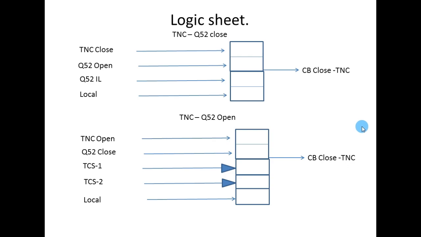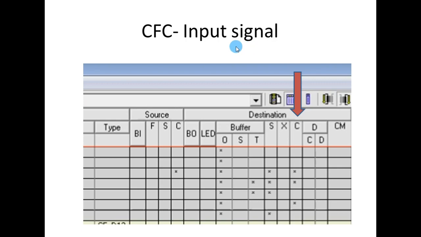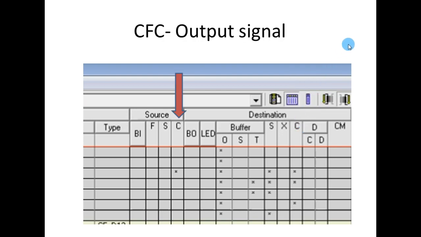Before going to the CFC chart, first we have to check that the inputs you require for the CFC chart should be configured over here. Near the buffer we have a C over there. What are the inputs you need for the CFC chart? You must configure them here. And for CFC output, what are the things you need? You must configure them over here. This source C you have to configure over here, then only it will give output in the CFC chart.